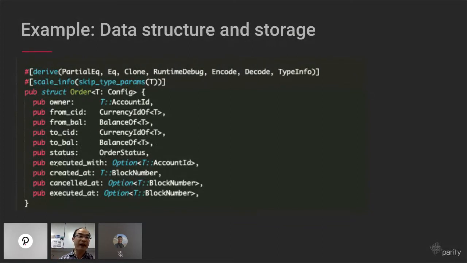Right? And then executed with, we can see that is an option of an account ID. So it could either be none, meaning that it is still an open order that hasn't been matched yet, or it is an account if it has been matched. And then created at. Created at is when the order is actually created. It is a block number.